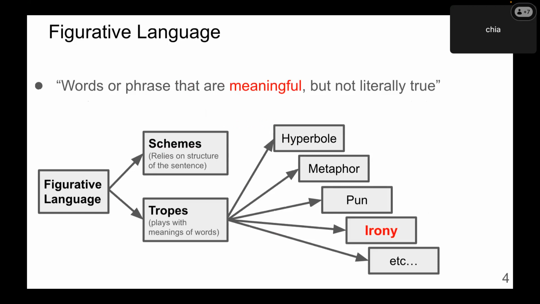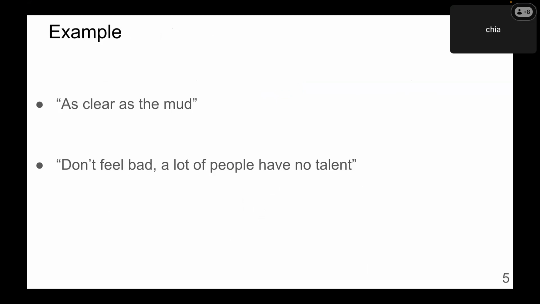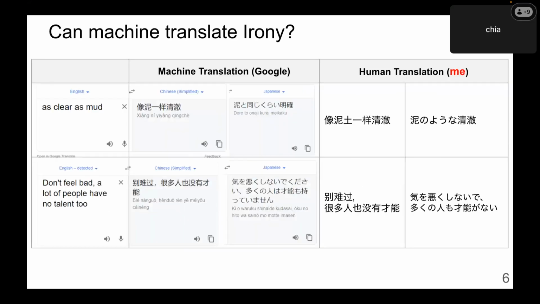So what is irony? It is part of figurative language. We can see there are a lot of types of figurative language here. Figurative language are words or phrases that are meaningful, but not really true. Irony is also one of them. For example, I have two ironic sentences here.